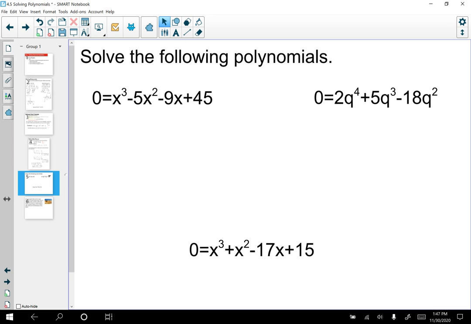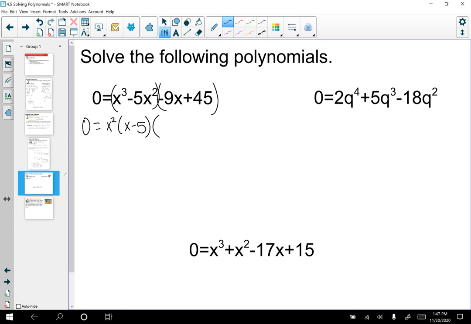So I would group the first 2 terms and the last 2 terms, right? Look at what's in common in that very first set. Well, x squared. I can take out an x squared, and I'm left with x minus 5. Now I look at what's in common in that second group. Well, I know 45 is divisible by 9, so I'm going to go ahead and pull out that negative 9, and I'm left with x minus 5. Minus 5 because I pulled out a negative 9. These are the same, so I can group those.